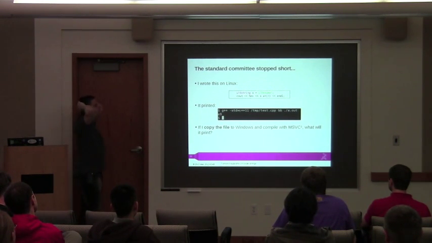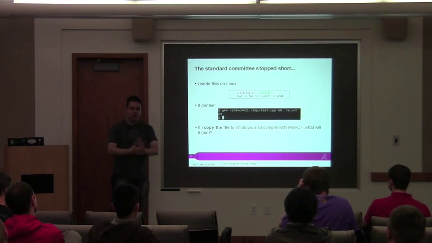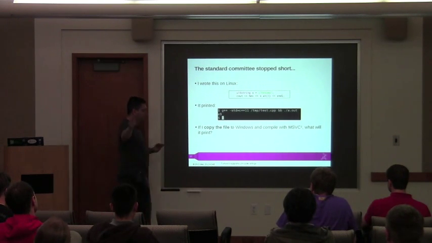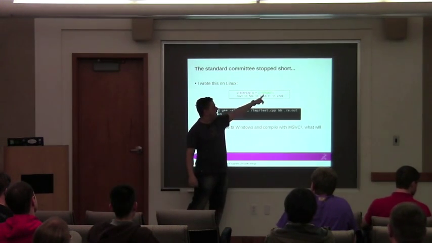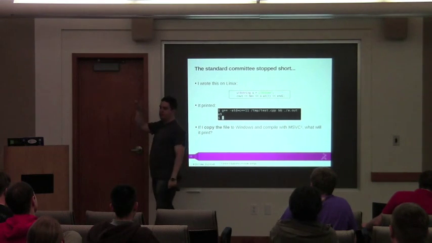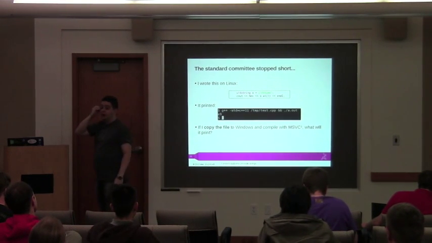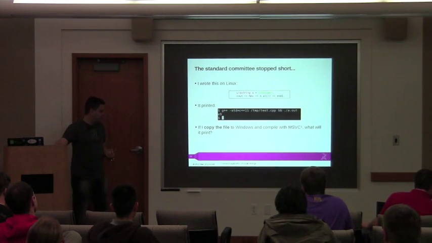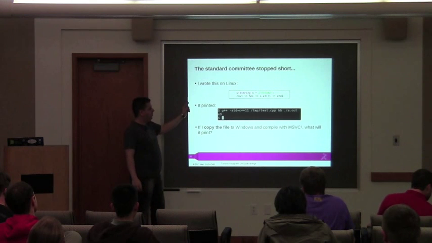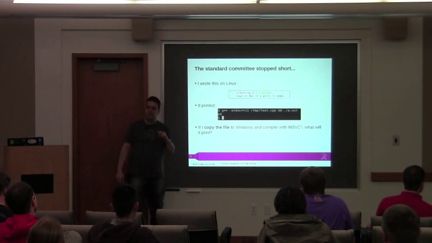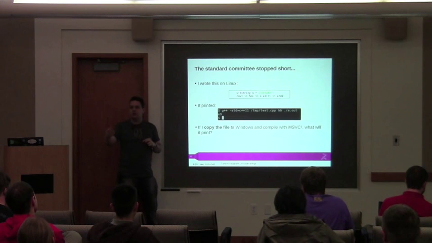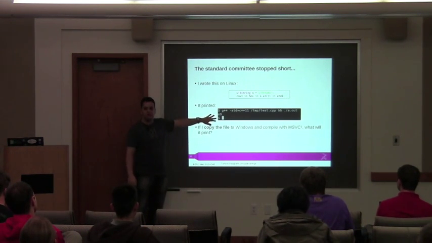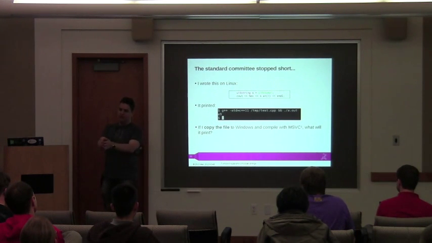Now, my problem is that the standard committee stopped short of full support. Take, for example, this example here, a U16 string with a Unicode string written "résumé". For the people in the back, the second character is an E with an acute sign. I wrote this on my machine, running Linux, and I compiled it, and I printed the value of the second char16. It printed E9. Can I ask you to remember E9 for me?